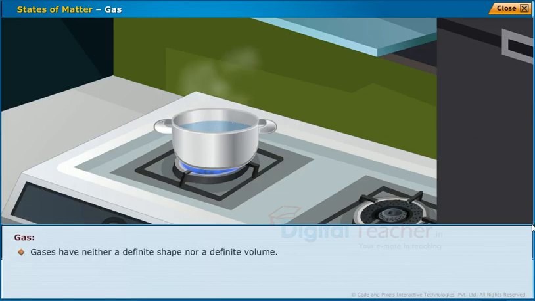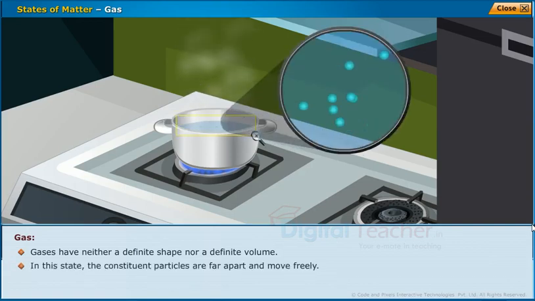Gases have neither a definite shape nor a definite volume. In this state, the constituent particles are far apart and move freely.